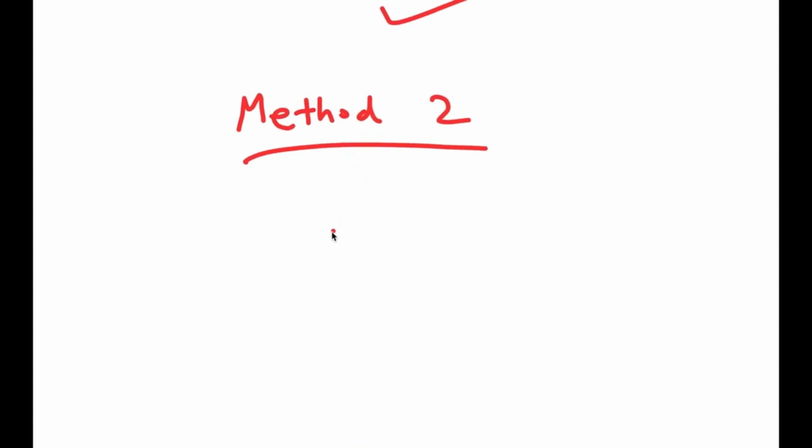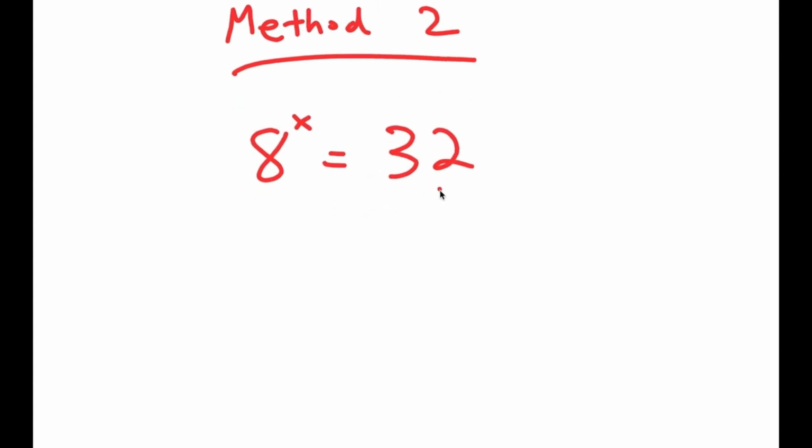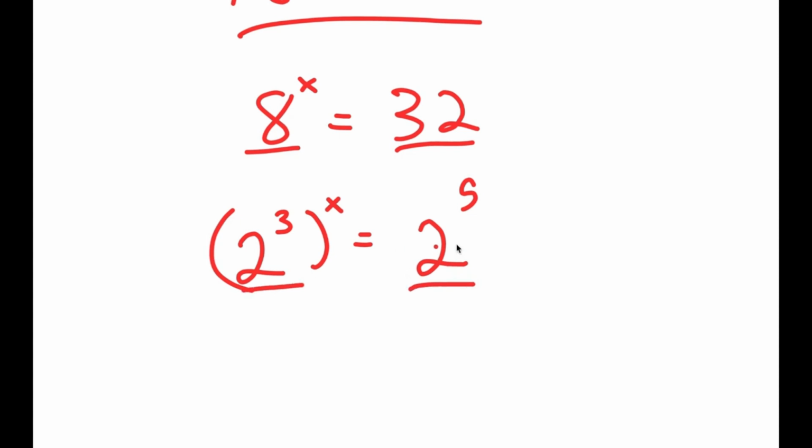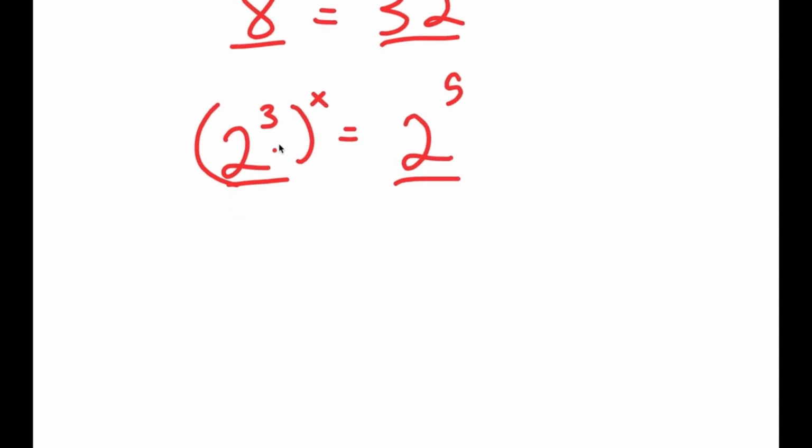So for the second method, we have the same equation, 8 to the power of x is equal to 32, and this is a simpler method. For this method, I'm actually just going to start by rewriting these two numbers. So 8, I'm going to rewrite as 2 to the power of 3, and 32, I'm going to rewrite as 2 to the power of 5. So I'm rewriting both of these as the same bases, which now makes them much easier to solve.